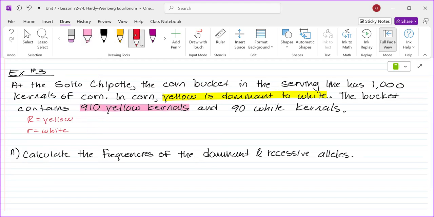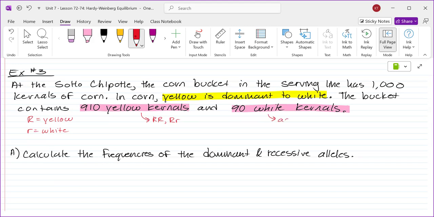Now, continuing on in the problem, it says that the bucket contains 910 yellow kernels. What are the possible genotypes of those 910 kernels? They could be homozygous dominant. What else could they be? Do you know how many of those 910 are homozygous dominant? And do you know how many are heterozygous? You don't know. It's like, I don't know how many of you brunettes in this room are homozygous and how many are heterozygous. On the other hand, we have 90 kernels that are white. What is the possible genotype or genotypes for these 90 white kernels?